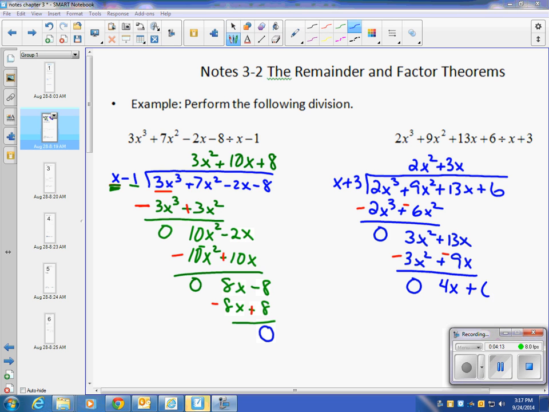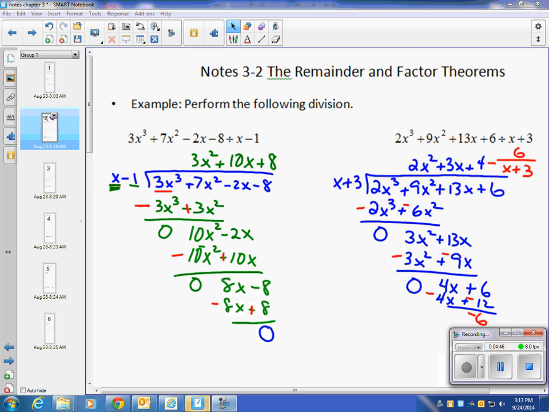Drop the 6. What times x gives me 4x? Well, 4. 4 times x is 4x. 4 times 3 is a 12. Draw the line, change those signs. We get minus 4x and minus 12. This leaves me with a remainder of negative 6. Now, when we bring this remainder up, we're going to do minus 6 divided by x plus 3. We're always going to put it over what we divided by. All right? And that's long division.